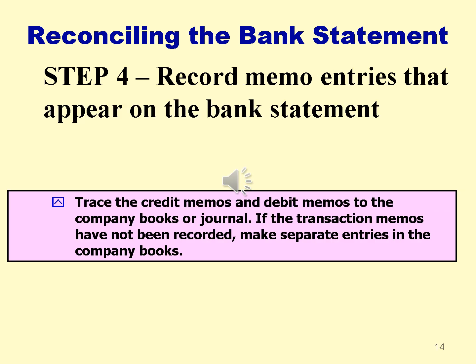Step 4. Record memo entries that appear on the bank statement. There can be debit or credit memos on the bank statement. For example, a bank service charge may appear on your monthly bank statement. If this has not already been included in the company books, then the transaction should be entered to record the expense.